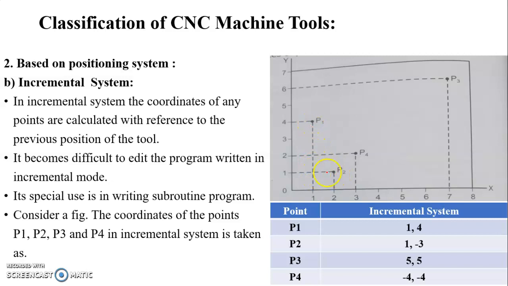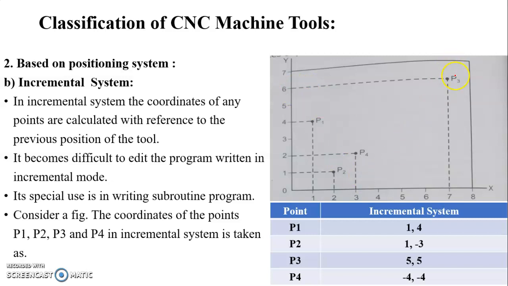That's why the negative sign is taken. At point P1, the value of the y coordinate is 4, but when it moves from P1 to P2, the value is -3. Similarly, when the tool moves from P2 to P3, the value of the x coordinate is 5 at point P3, whereas the value of the y coordinate is 5.